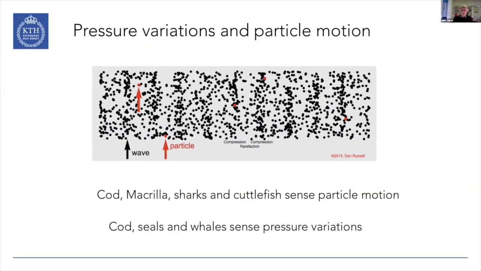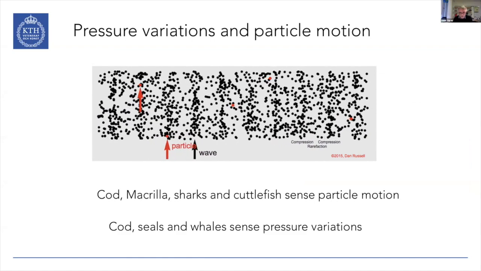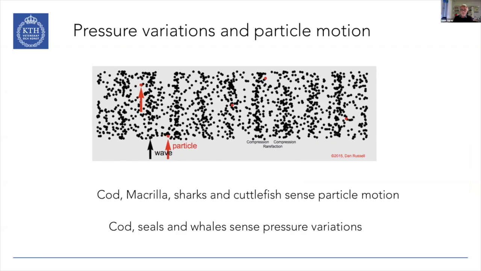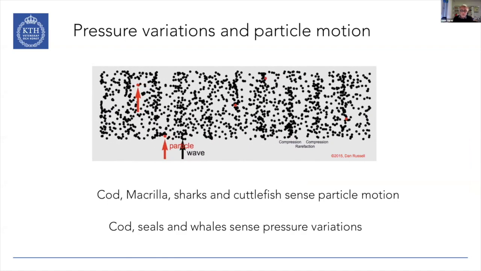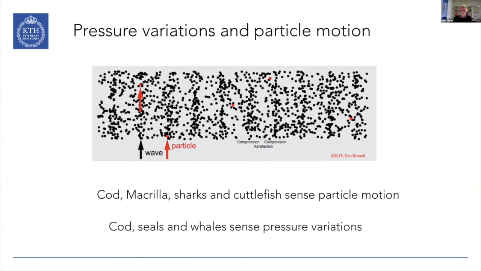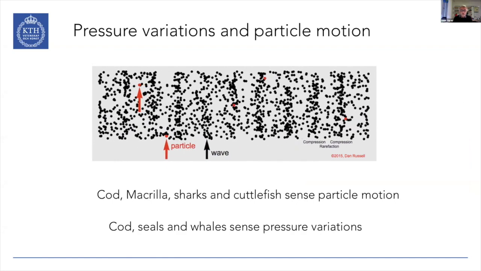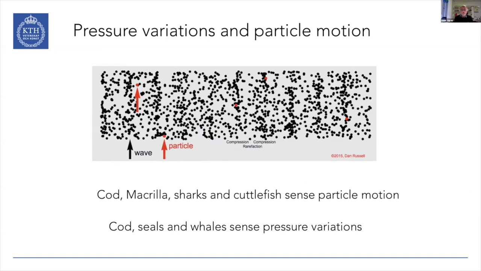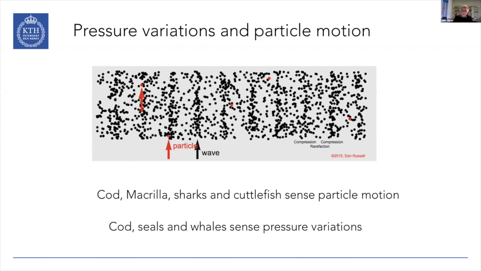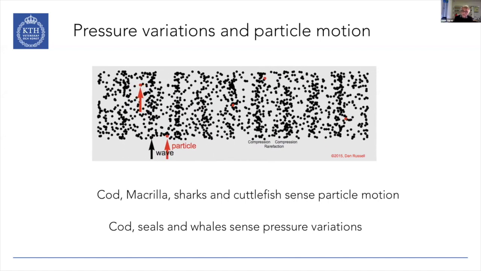But to understand also the impact on animals, one has to look into what is sound. We humans listen to pressure variations. What you see on the black arrow pointing upwards is a pressure variation. So the pressure wave goes from left to right in this picture. But you also see the red arrow, that is a particle motion. And animals in the ocean, some of them can hear pressure variation, and some animals can hear particle motion.